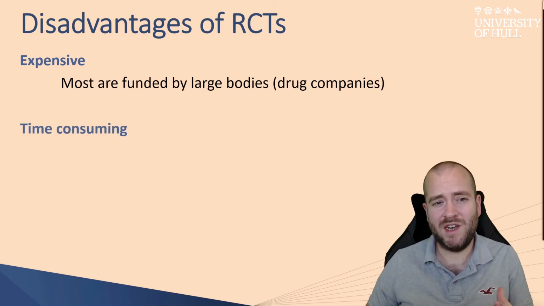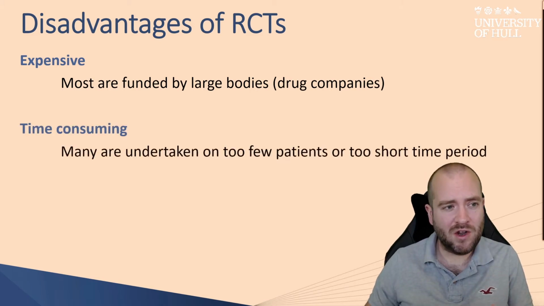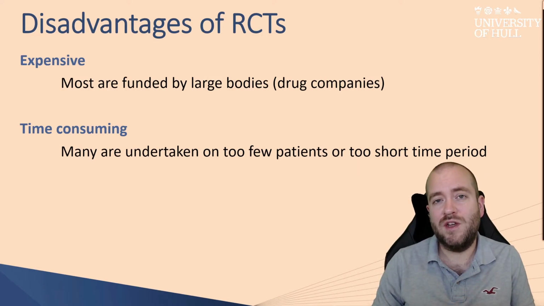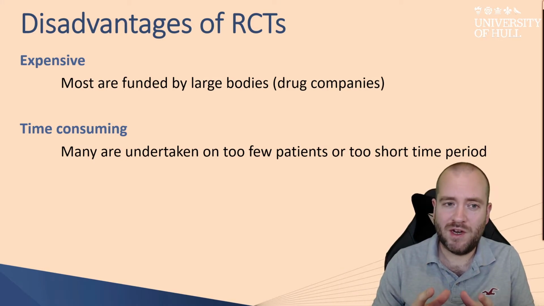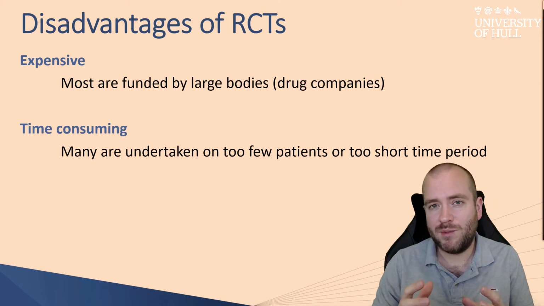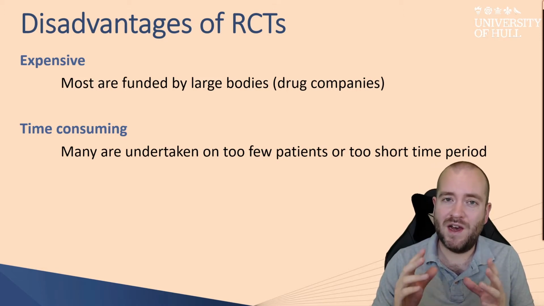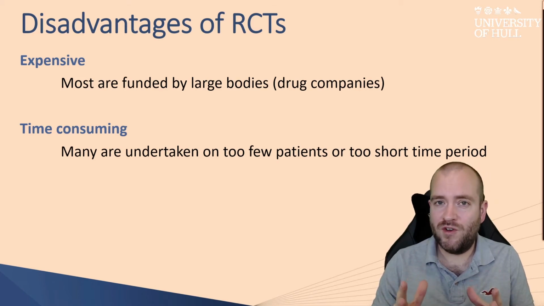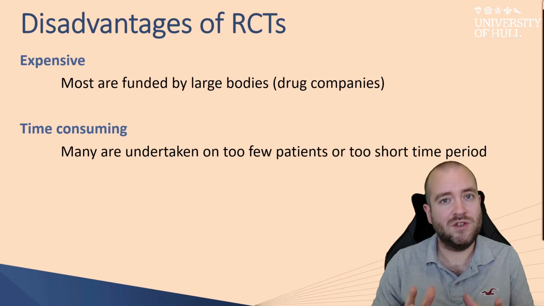They're really, really time consuming as well. And you'll get a lot of trials that are undertaken on too few patients for too short a time period. And obviously, the longer the time period that you look at, the more money it costs. So we have to be really careful when looking at RCTs to make sure that their sample size is enough, ideally that they've got a power calculation as well that John has gone through, and also that the follow-up time that they're looking at these patients is appropriate and not ending the time early.